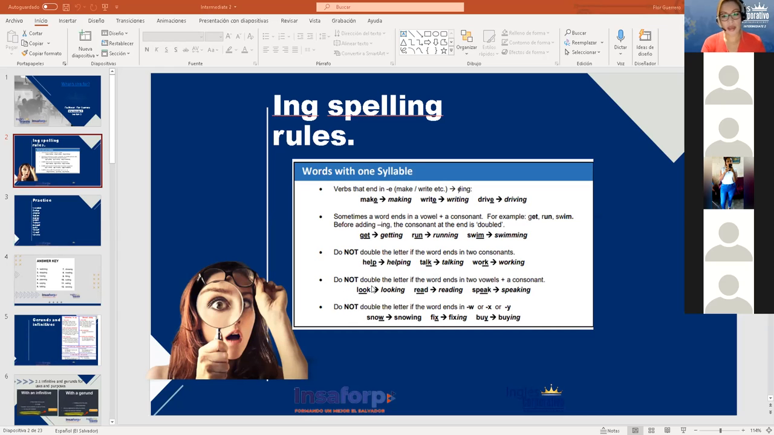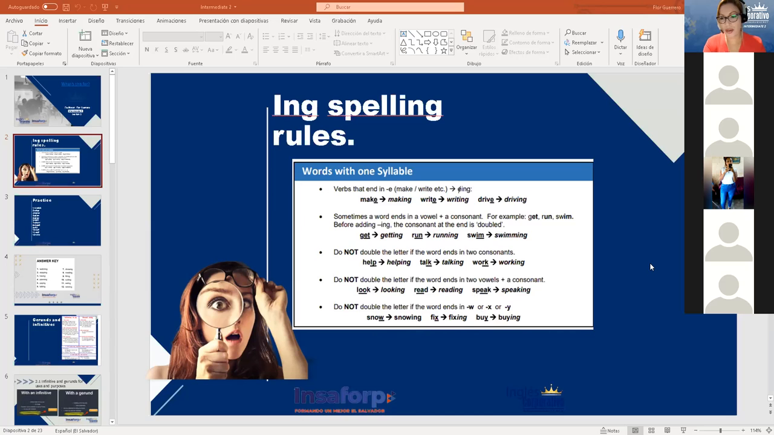We do not double the letter if the word ends in two vowels plus a consonant. For example, look. We don't duplicate the letters since they end in two vowels. Read, same case. And speak is another example. We're not going to double the letter if the word ends in W, X, or Y. So you can see here, it ends in a vowel plus a consonant. Yes, but if that consonant is W, X, or Y, we are not going to double the last consonant. Is that clear? Yes, teacher. Clear, got it.